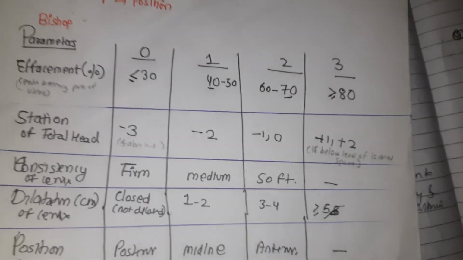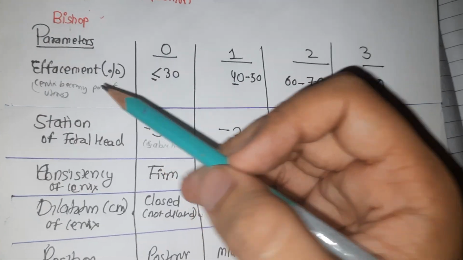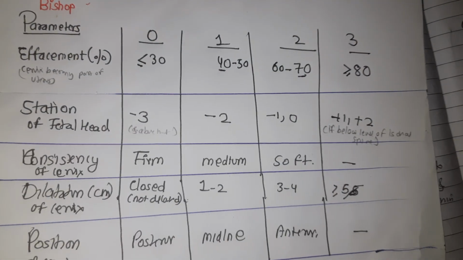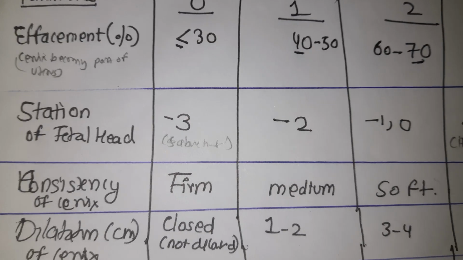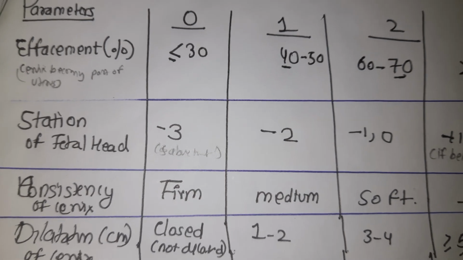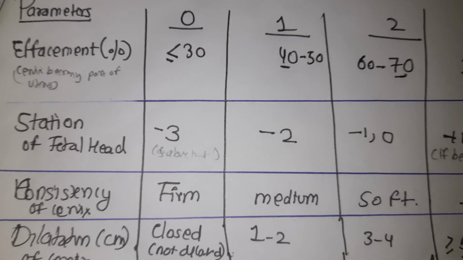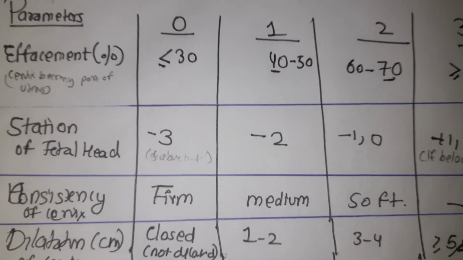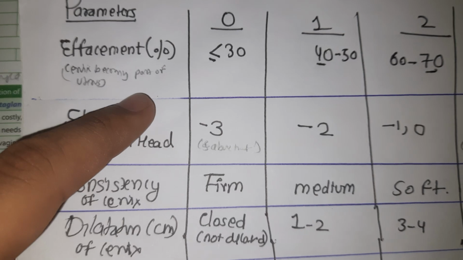Now, talking about the Bishop score parameters in detail, we have the effacement. So what is effacement? As we discussed in the previous video on the first stage of labor, effacement is the process by which the muscular fibers of the cervix are pulled upward and merge with the fibers of the lower uterine segment, and this is known as effacement. It is the cervix becoming part of the uterus.